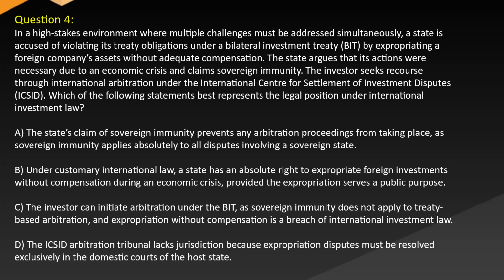A. The state's claim of sovereign immunity prevents any arbitration proceedings from taking place, as sovereign immunity applies absolutely to all disputes involving a sovereign state. B. Under customary international law, a state has an absolute right to expropriate foreign investments without compensation during an economic crisis, provided the expropriation serves a public purpose. C. The investor can initiate arbitration under the BIT. Sovereign immunity does not apply to treaty-based arbitration, and expropriation without compensation is a breach of international investment law. D. The ICSID arbitration tribunal lacks jurisdiction because expropriation disputes must be resolved exclusively in the domestic courts of the host state.